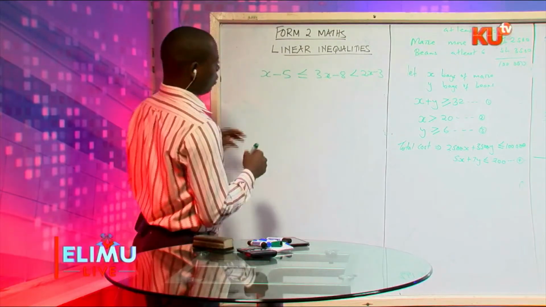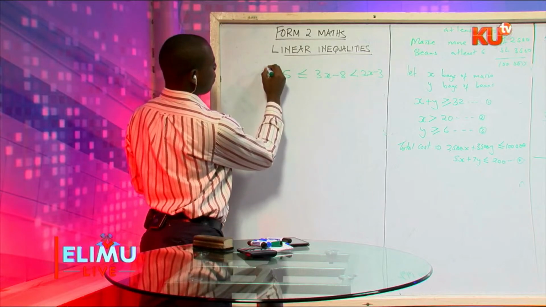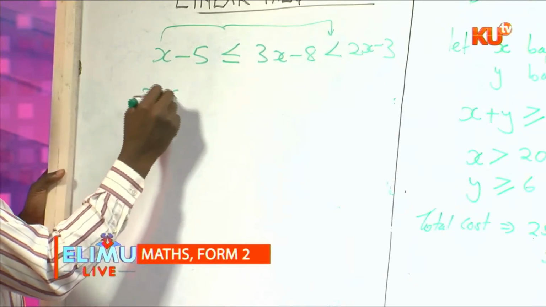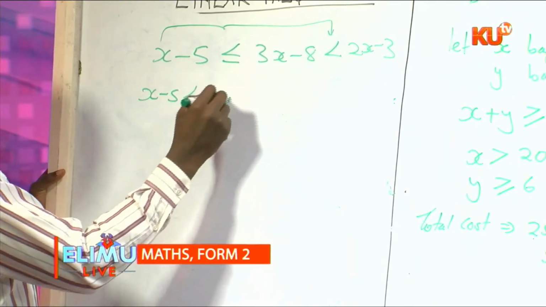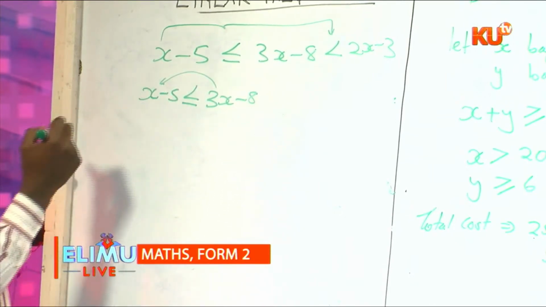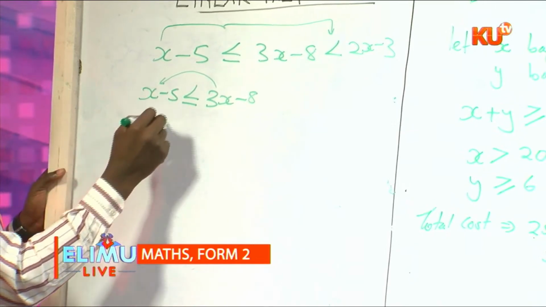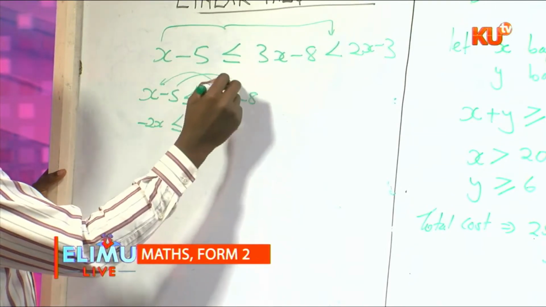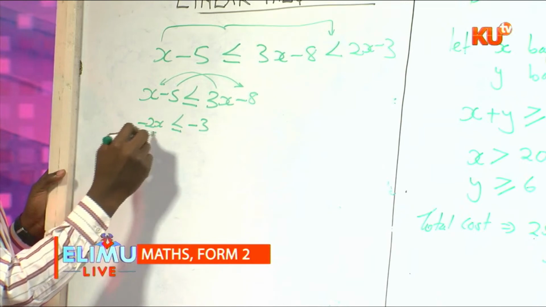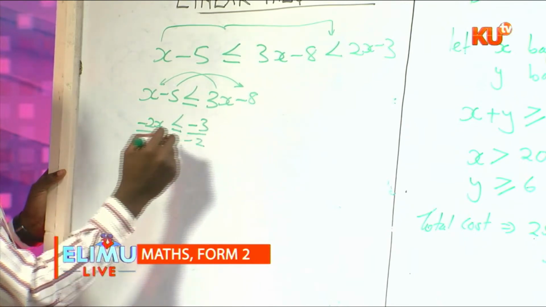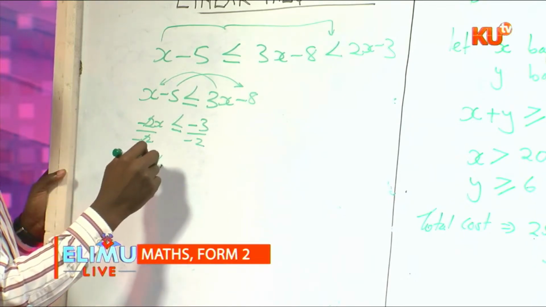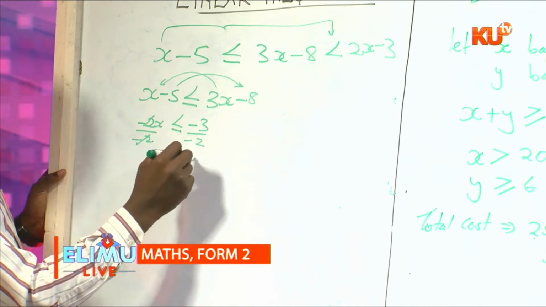Again, let's group this into simple inequalities. Start from the beginning up to where the second inequality starts. So we'll have x − 5 ≤ 3x − 8. Let me collect like terms. This will be −2x ≤ this side. This is positive, so that becomes −3. Divide by −2 on both sides, and anytime you divide by a negative, the inequality sign changes. So you have x now greater than or equal to 1.5.